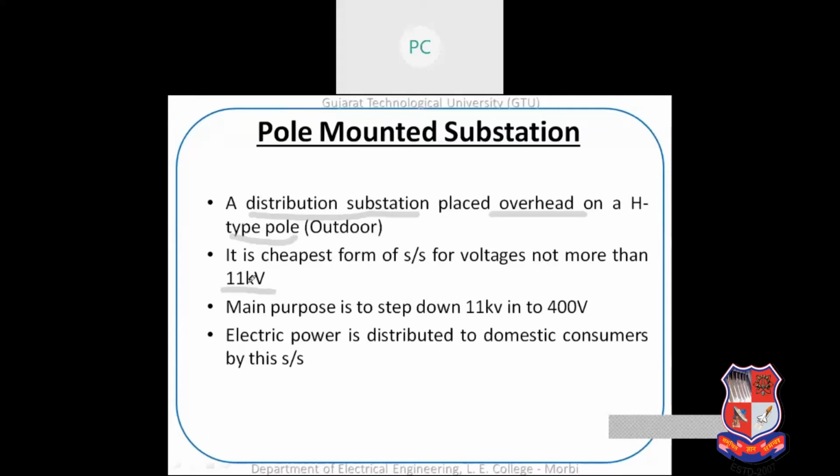That's why if you increase the voltage level, you will require more copper, so the weight will also increase. And the main purpose is to step down 11 kV into 400. These are the voltage values which we require at the domestic level, right? That is why it is used as a distribution substation. The electric power is distributed to domestic consumers by this substation, right? So this is the pole mount substation.